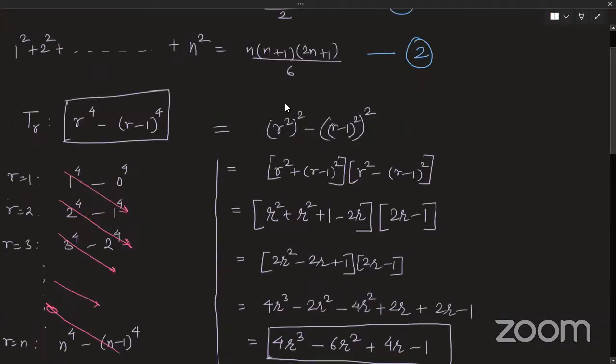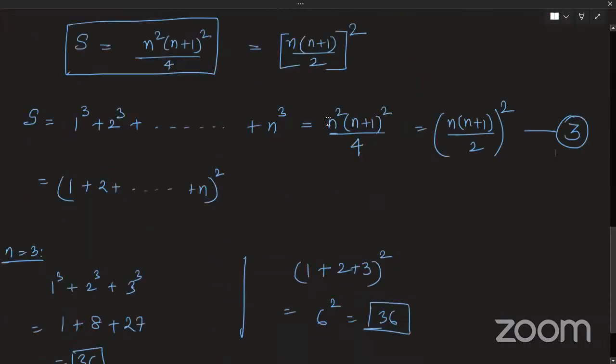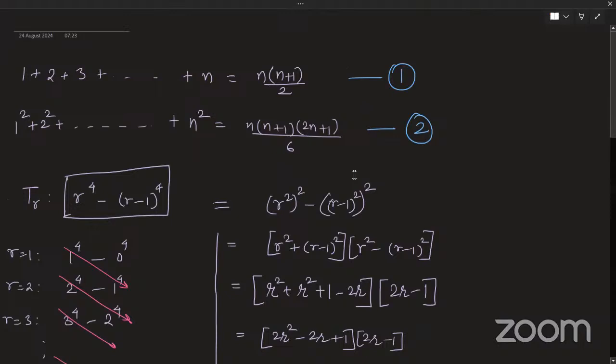Everyone has attended the principle of mathematical induction class? Everyone was there that day? No, sir. Acha, you were not there. Okay. No worries. You can just see it. It was one class only. In that, I had taught you mathematical induction.